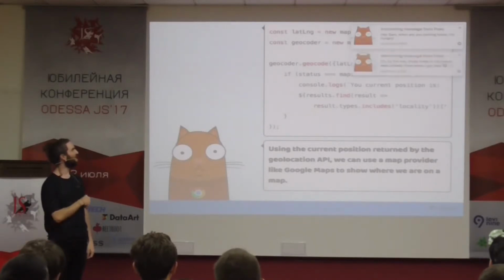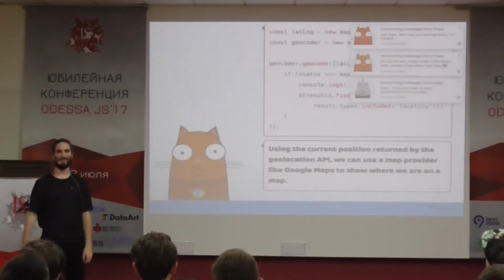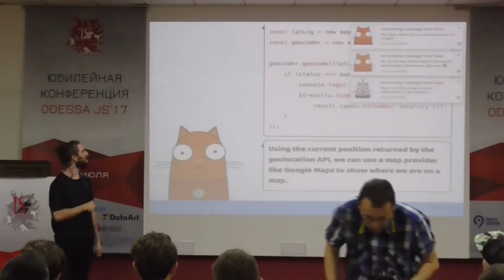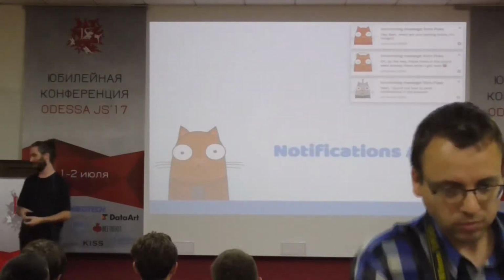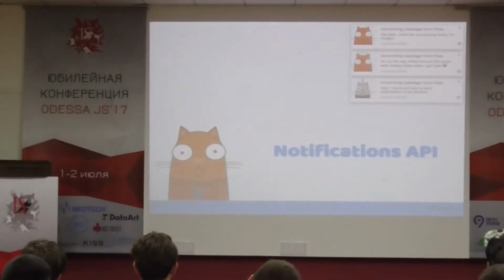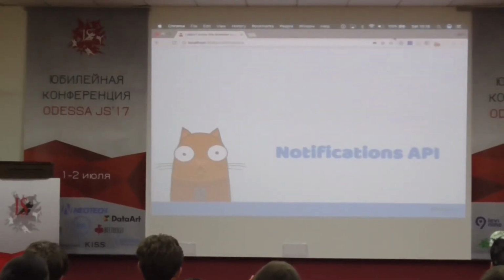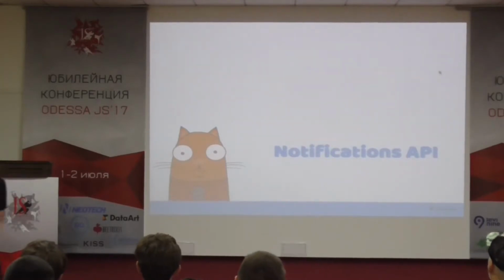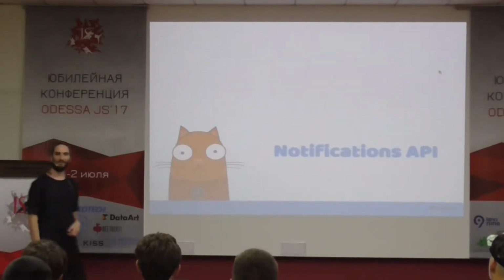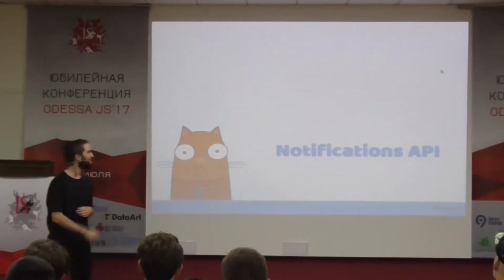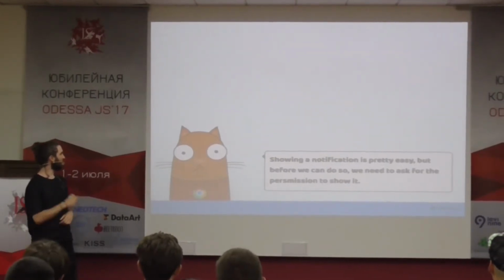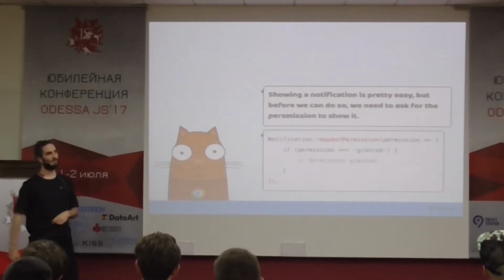Oh, looks like my cat figured out we can also send notifications with the web. So let's talk a little bit more about the notification API. I'm going to put this out of view because otherwise it would be blocking. So yeah, a browser can also send notifications to the user when something happens. We first need to ask permission.